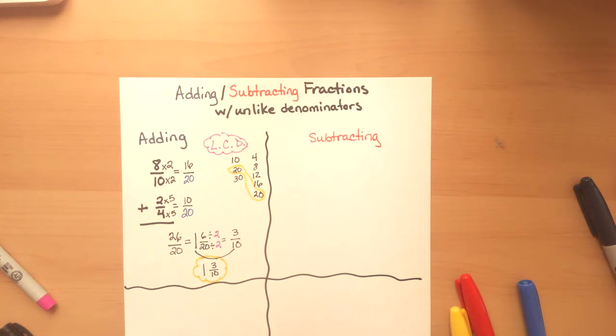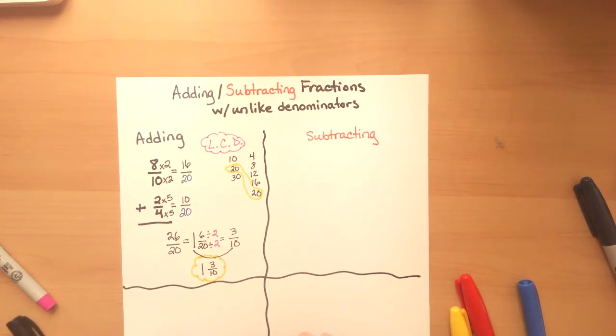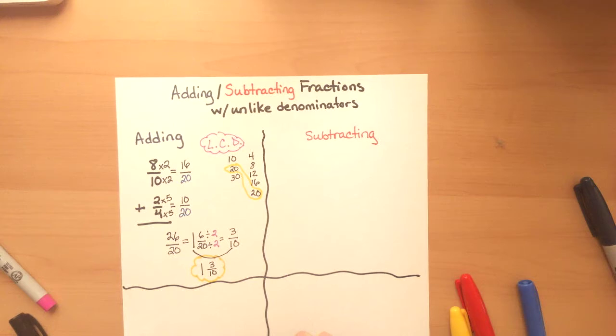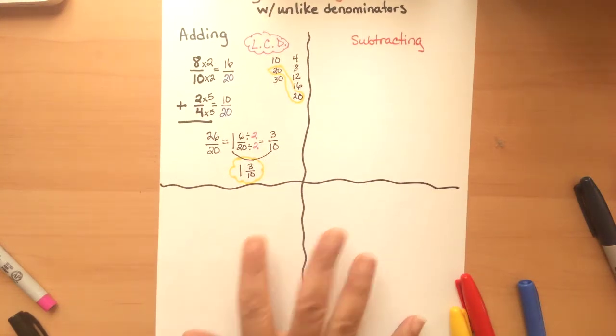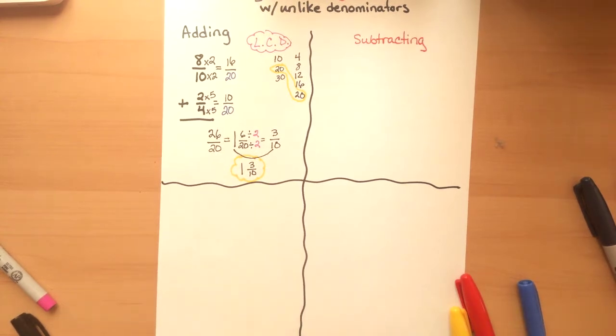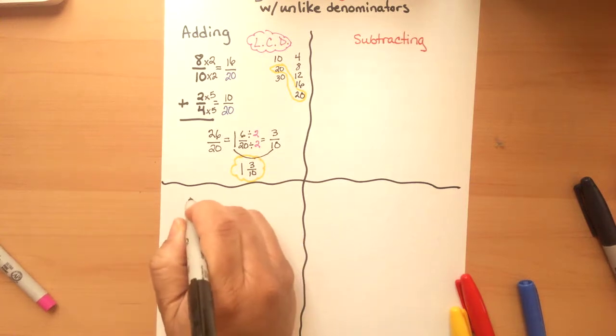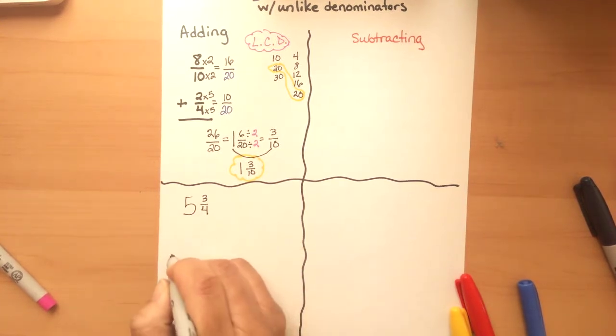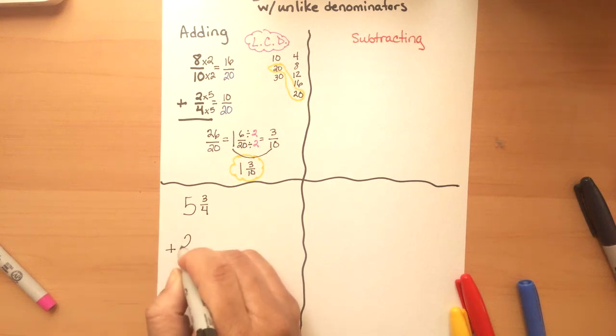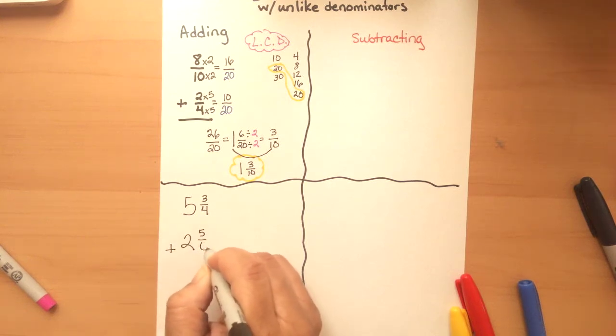So now let's switch over to another addition problem. So I'm going to come down here. Let's say I have 5 3/4. And I want to add 2 5/6.